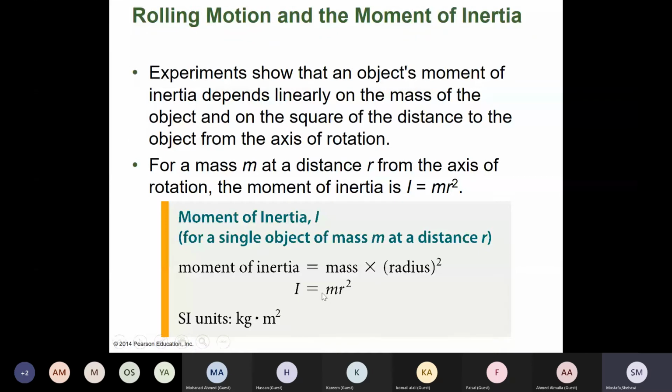I will just read it with you. The mass that's rotating and the distance from the center of rotation squared. So we can say that the moment of inertia mainly depends on the distance from the axis of rotation. If we double the distance, we will increase the moment of inertia, or rotational inertia, 4 times. While if we double the mass, we will double only the moment of inertia. So the greater effect belongs to the distance from the axis of rotation. The effect of mass is not like the effect of the distance from the axis of rotation.